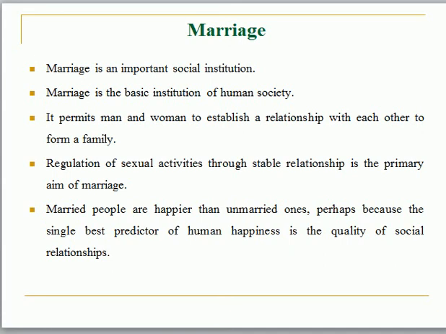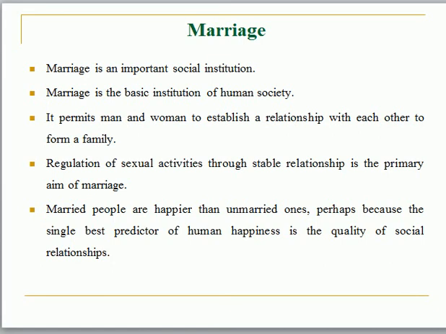So marriage is an important social institution, and it can be found everywhere in the world, in different shapes and forms. Marriage is the basic institution of human society. The first thing that leads to the formation of family is marriage. Without marriage, it's impossible to make a society or a family. So that's why we say it's a basic institution.